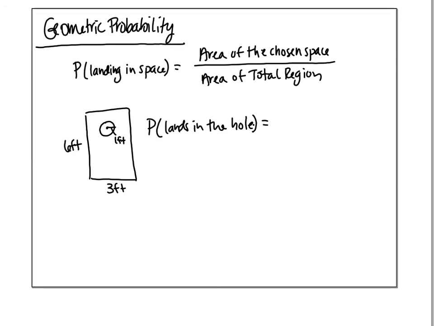The last type of probability we're looking at is geometric probability. To get the geometric probability of landing in some space, you have to take the area of the chosen space over the area of the total region. So this is like a bag board. We want to know the probability that when you throw the bag, it's going to land in the hole. So we would have to know the area. I'm going to set this up first. The area of the circle is where we want it to be, over the area of the total region, which would be the area of the rectangle. So when you do geometric probability, it's all about finding the area of the shapes that you see.